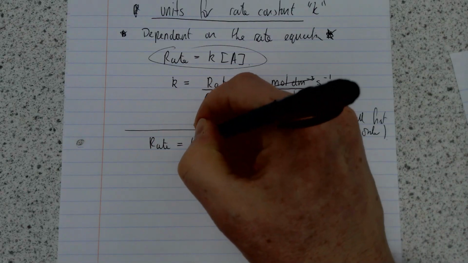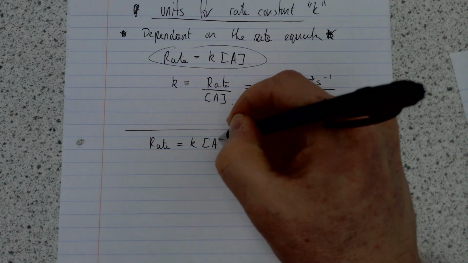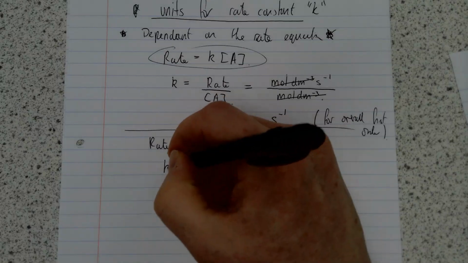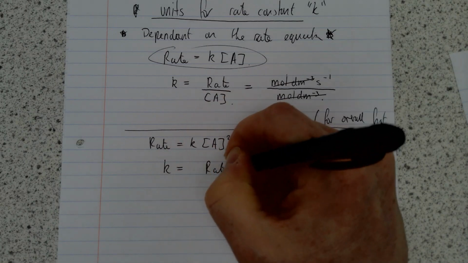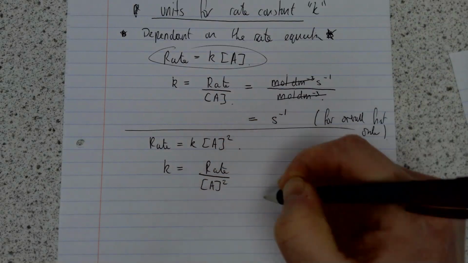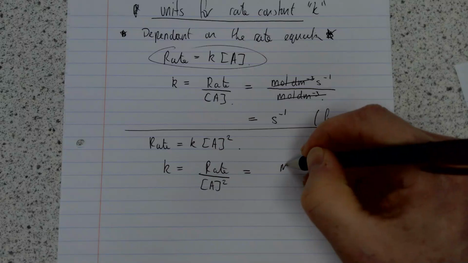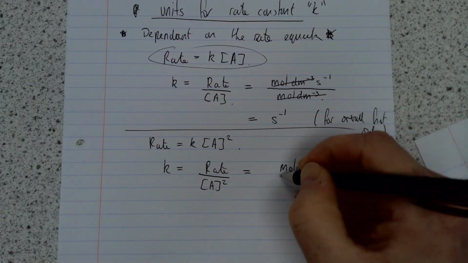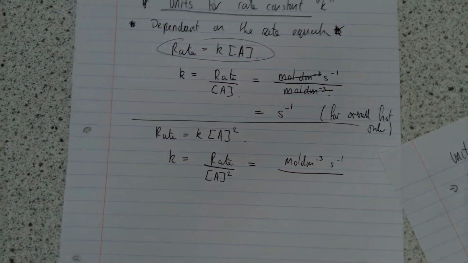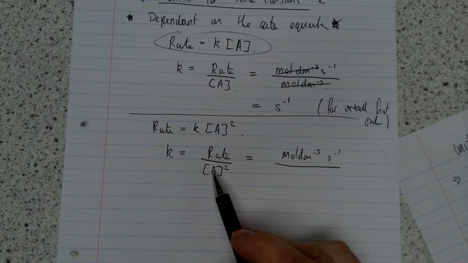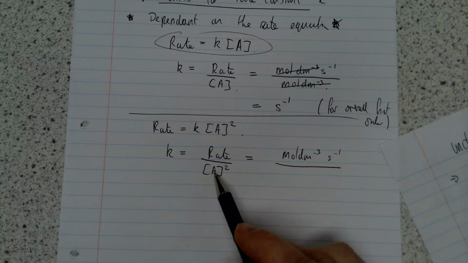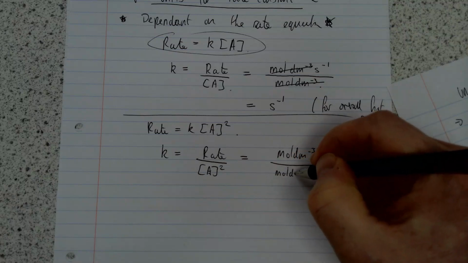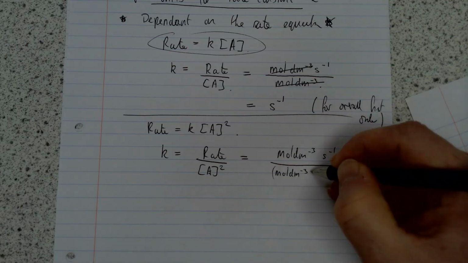We'll do rate is equal to K times the concentration of A squared. So it's an overall second order reaction this time. To rearrange it very simply, K is rate over concentration of A squared. Units for rate, same as before, moles per decimeter cubed per second. And the units for concentration now, if there are two things, this is the same as writing A times A, isn't it? Or concentration of A times concentration of A. So we have to have the units for A and the units for A again.